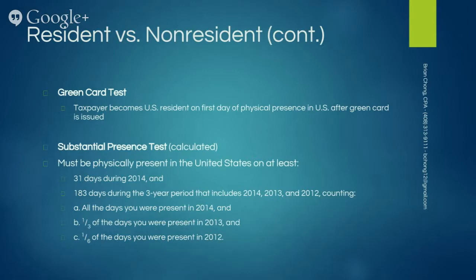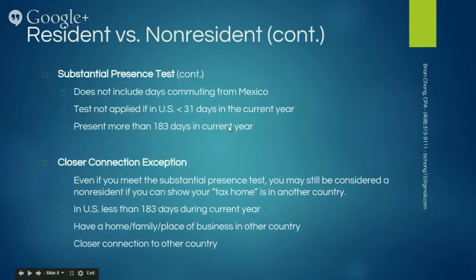One is you've got to have lived in the United States for at least 31 days during the current year, and then 183 days during the past 3 years. And they have a formula for that, which means that for the current year, it's going to be all the days you lived there. For the prior year, 1/3 of the days count towards this test. And then for 2 years prior, it's going to be 1/6 of the days.